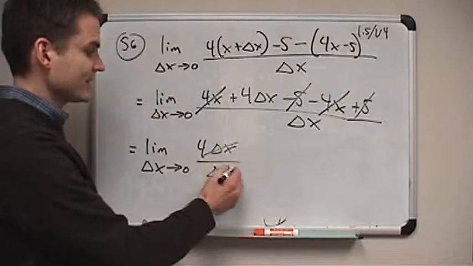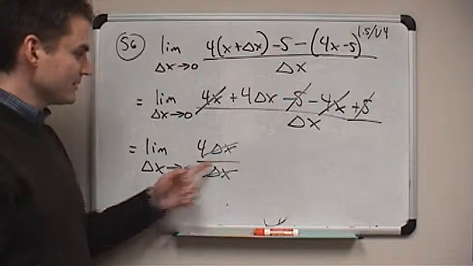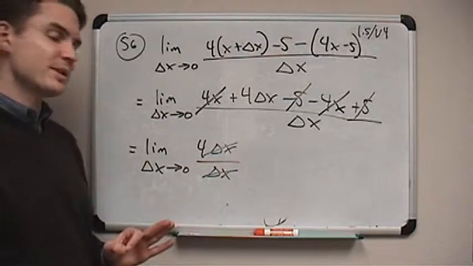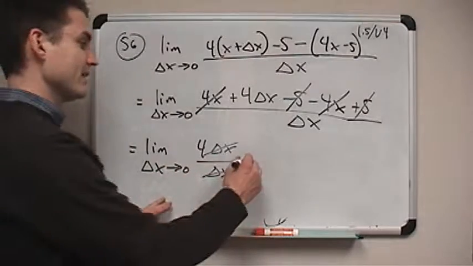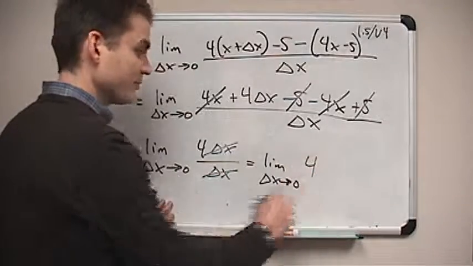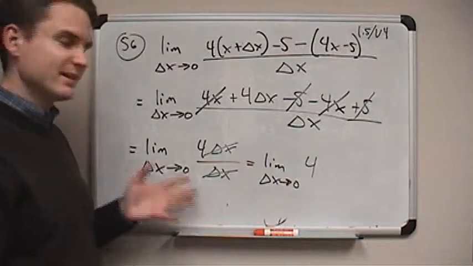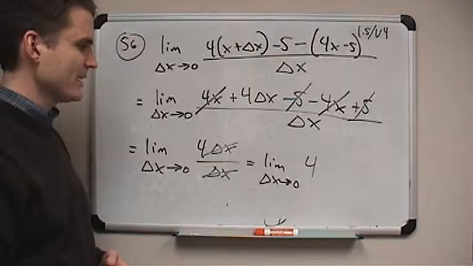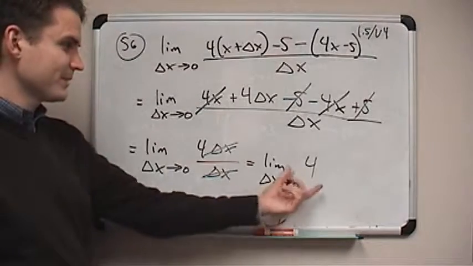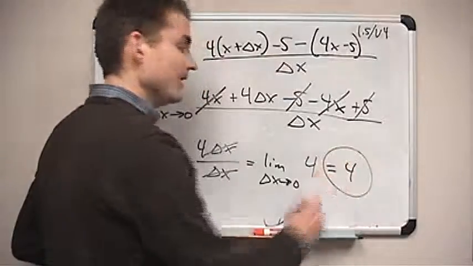You see, we can cancel these delta x's, because as long as delta x isn't exactly 0, I can always cancel a factor in the numerator and denominator. And that's what the replacement theorem tells us. We're going to get the same limit as the limit as delta x approaches 0 of the number 4, because the only time where we can't cancel this is when delta x is actually equal to 0. So what happens to the number 4 when delta x approaches 0? Well, there's no delta x here, so we just get 4. And that's the limit.